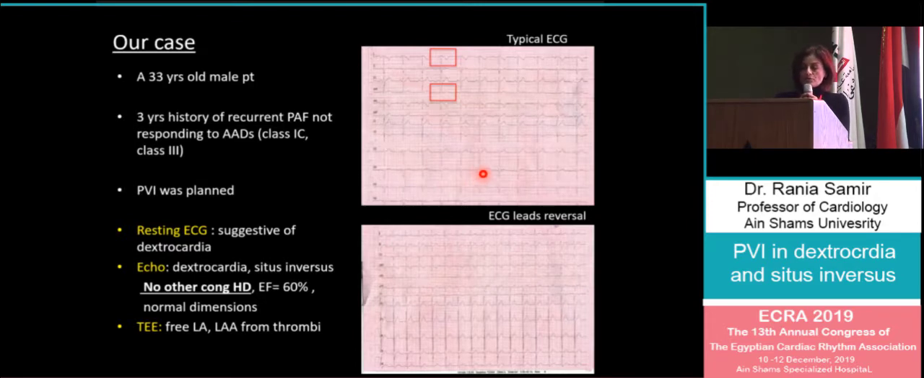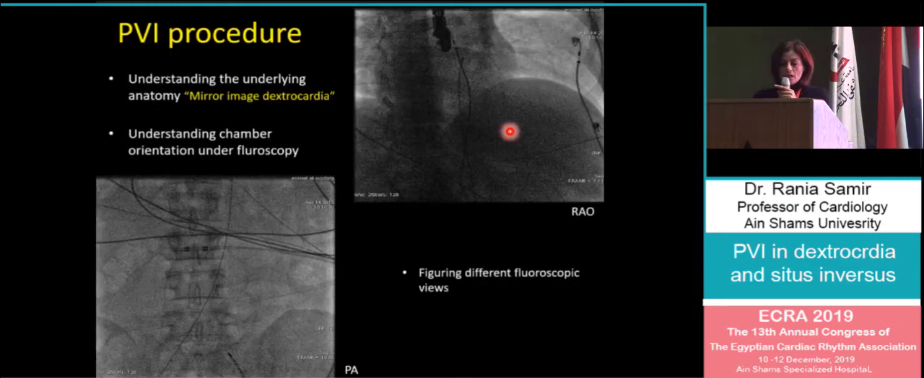The echo showed a picture of dextrocardia. There was no other congenital heart disease, thank God, because it would make our life more miserable, and the transesophageal echo was normal. Before the procedure, since we have very limited resources, we couldn't do a procedural CT for this patient to see a reconstruction of the left atrium and the pulmonary veins to help us understand the anatomy. So we did a review of the literature, and we understood the anatomy. We have a mirror image dextrocardia in our hands. Also, we tried to understand the chamber orientation under fluoroscopy.